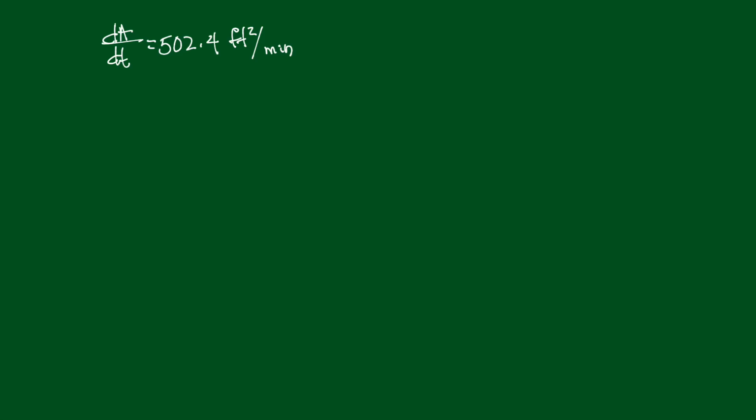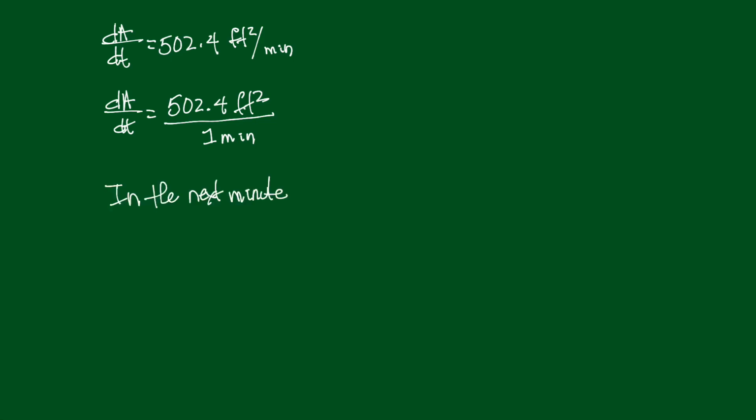So I've got a number, but I like to interpret it. I like to know exactly what that means so I could explain to somebody what this number means. Now, I've got this fraction bar right here. I'm going to write this whole thing as a fraction. So I'm going to write dA/dt is equal to 502.4 square feet per minute. Now, there's really a 1 down here, so I'm going to write 1 minute.